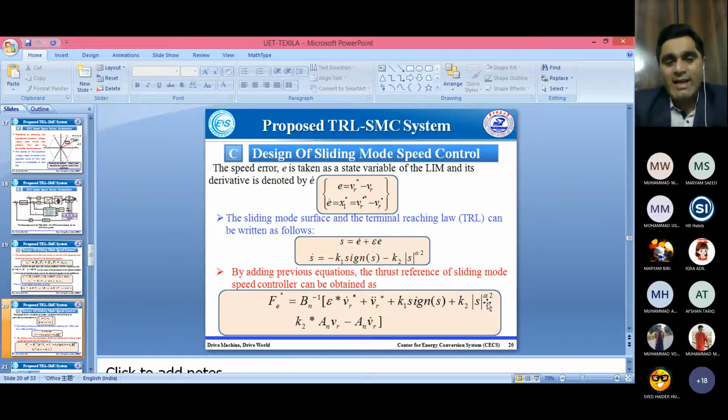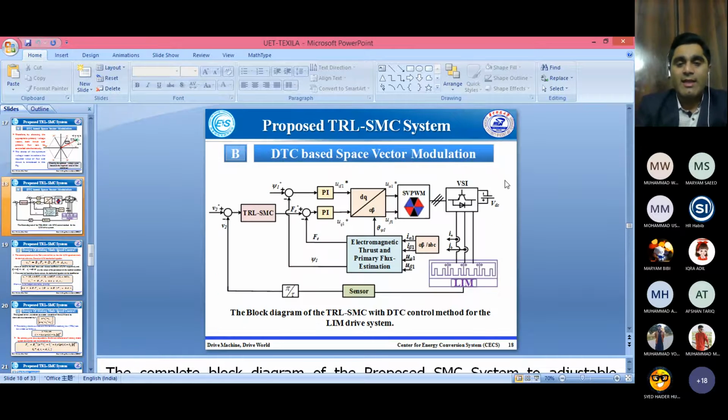So how do we design a sliding mode control for the speed loop of the LIM? First, the speed error is taken as the state variable of the LIM and its derivative is denoted by E dot. Because we know, going again to the block diagram, we can see one speed, the feedback speed which comes from the machine, and another speed, the reference speed given to the machine. When we compare these two speeds, we take the difference as an error. So the error would be here.